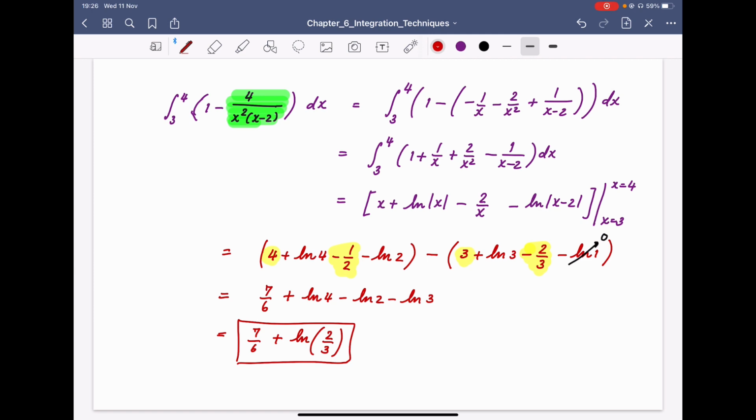That is going to be the end of this clip. In the next clip we are going to look at trigonometric integrals and trigonometric substitution.